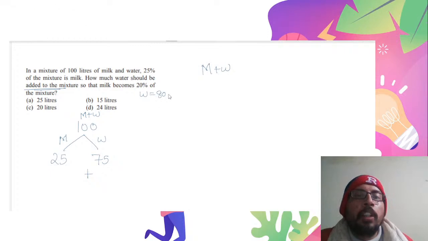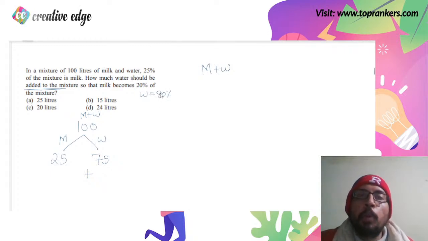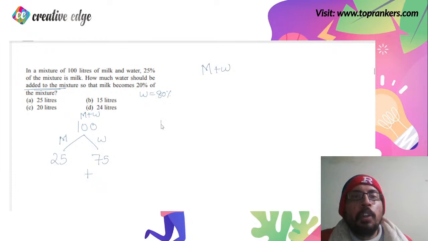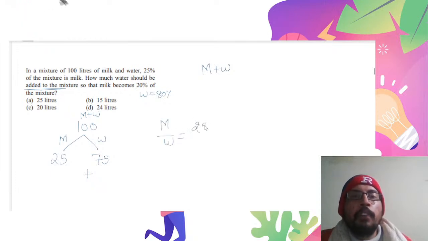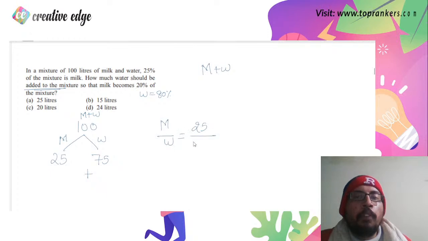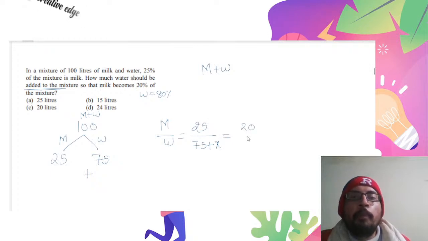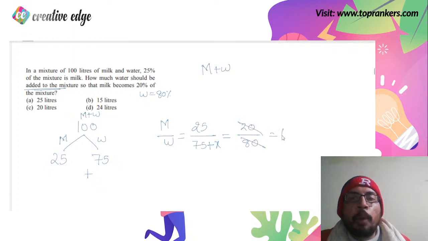The new percentage quantity of water should be 80%. Initially it was 75%. So the ratio of milk and water: milk initially was 25 and water was 75. Now it is told to add some quantity to water. So you do 75 plus X so that your ratio becomes 20 of milk and 80 of water. So it is going to be 1 by 4.